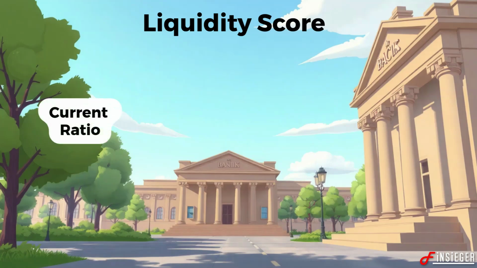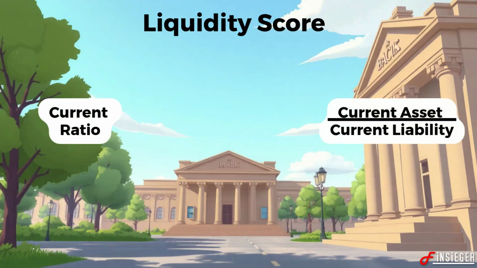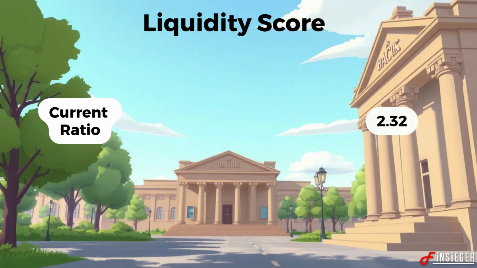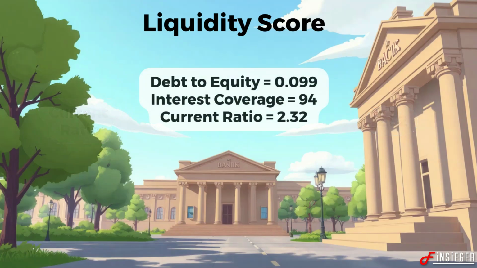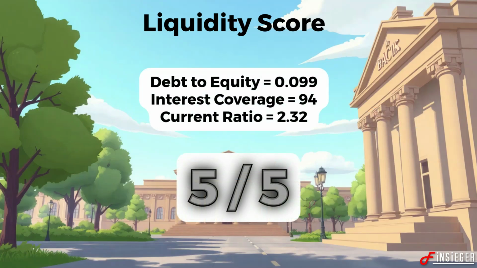Let's see current ratio. Current ratio is current assets divided by current liabilities. In this case, it is 2.32, which is good as it is higher than 1. So we have a liquidity score of 5 out of 5.